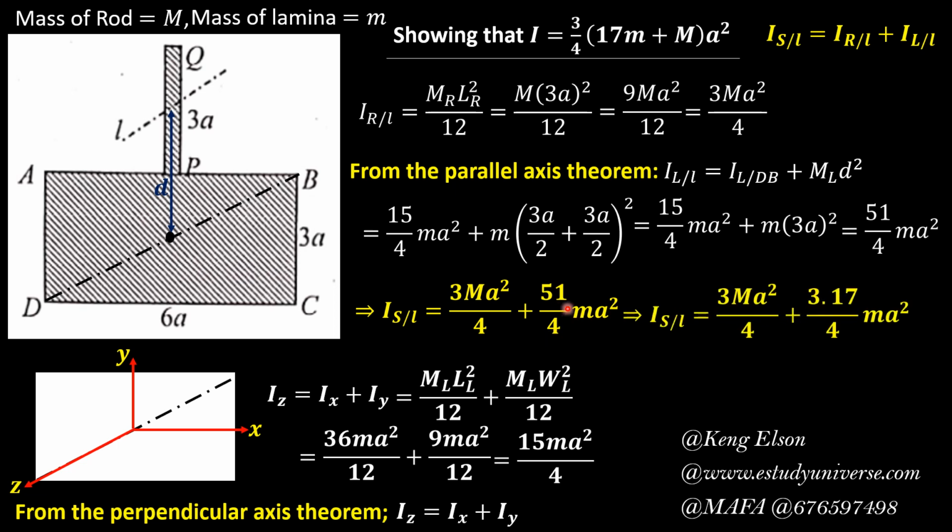So we can write 51 as 3 times 17, and if we factor out 3 divided by 4 a squared, we are going to have 3 all over 4. From here you're going to be left with capital M, since you have already factorized the a squared, and if you remove 3 over 4 from here, you're going to be left with small m, since you have removed the a squared, and this gives us a proof. So you have proven that the moment of inertia of this system about an axis passing through L, which is passing through the center of the rod and perpendicular to the plane of the lamina, is 3/4 into capital M plus 17 small m times a squared, and we are done with the equation.